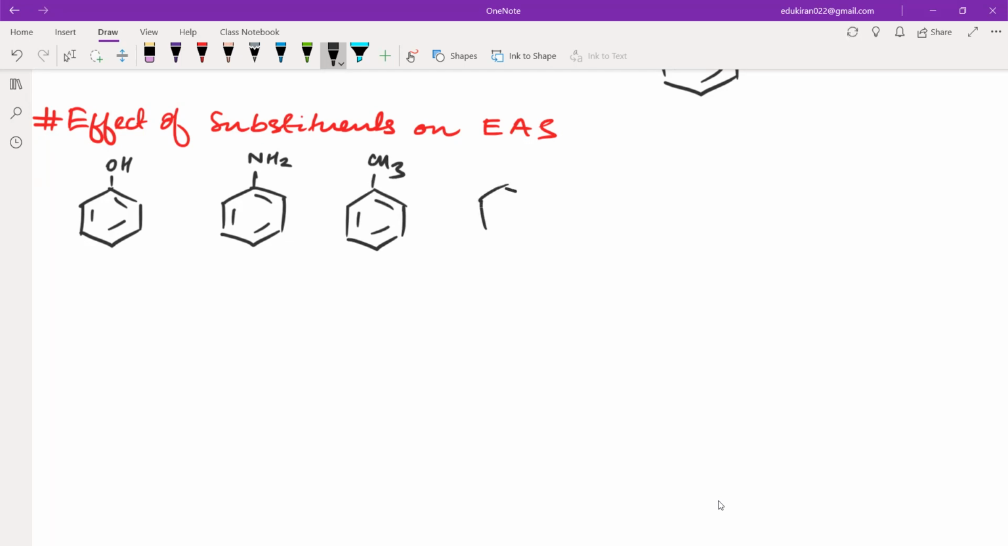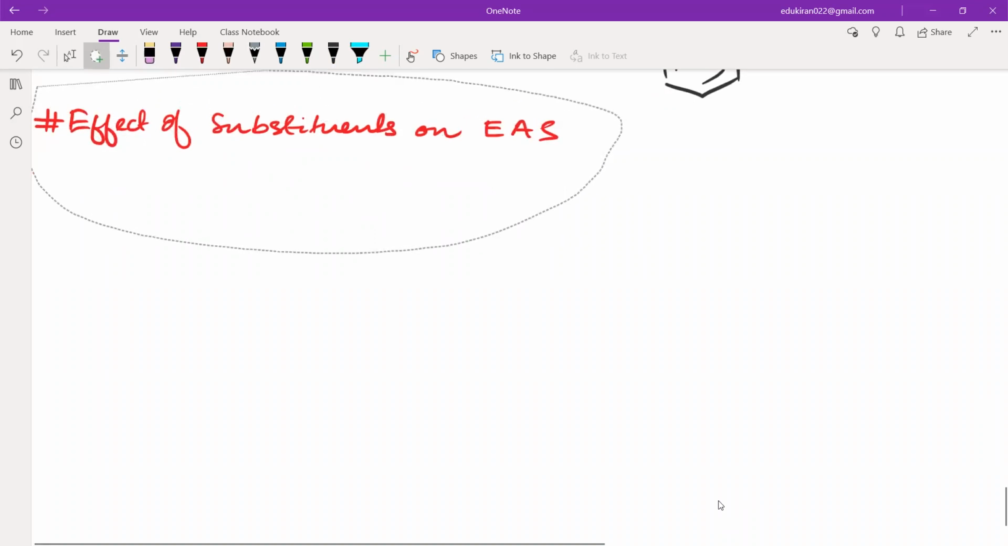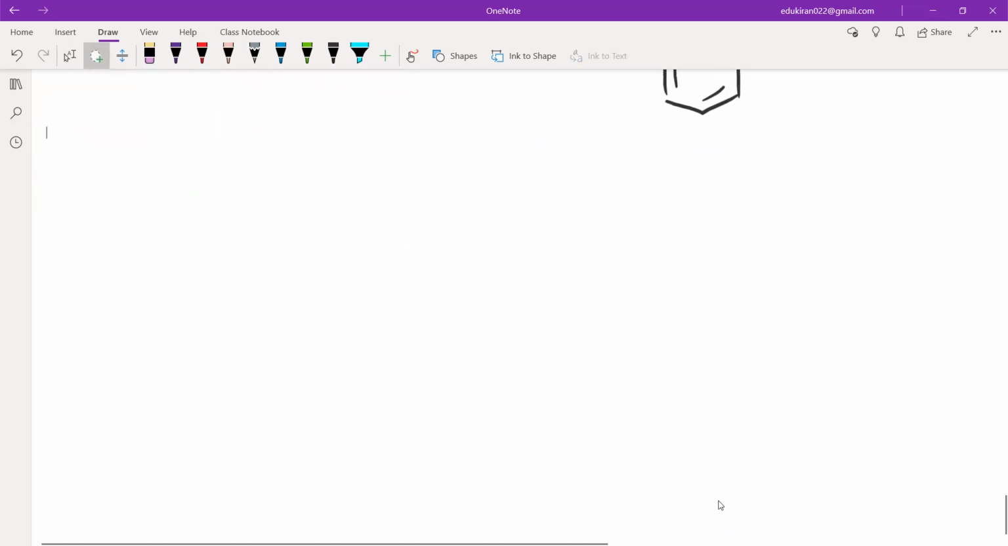What is going to happen if I have a carboxylic acid group and I react this with any of the electrophilic aromatic substitution reactions that we have done: nitration, halogenation, sulfonation, Friedel-Crafts alkylation, Friedel-Crafts acylation? So what is the effect of these substituent groups? Let me first tell you that there are two effects of substituents on EAS. Write it a bit more properly.